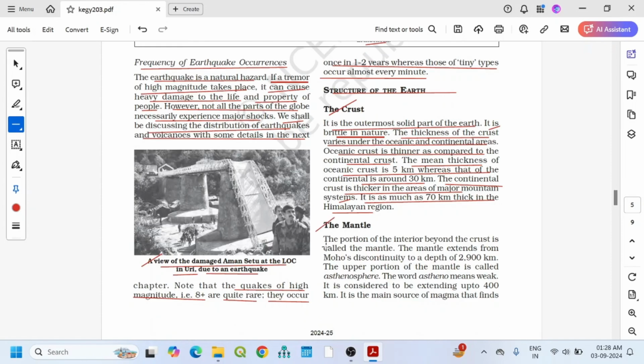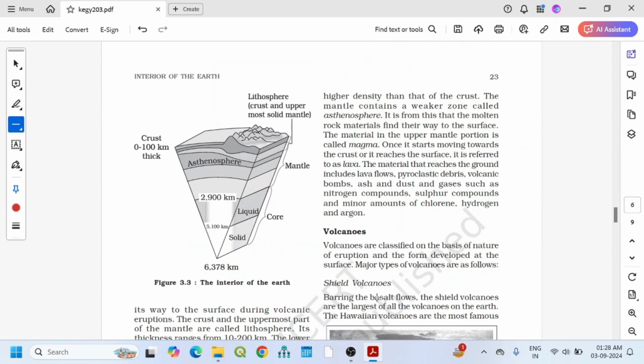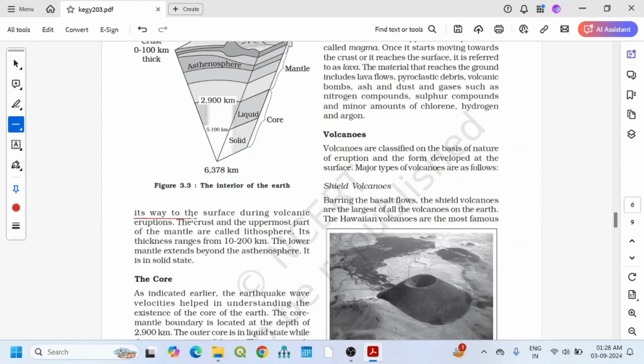And another is the mantle. The portion of the interior beyond the crust is called the mantle. The mantle extends from Moho's discontinuity to the depth of 2,900 km. The upper portion of the mantle is called asthenosphere. The word astheno means weak. It is considered to be extending up to 400 km. It is the main source of magma that finds its way to the surface during the volcanic eruption.